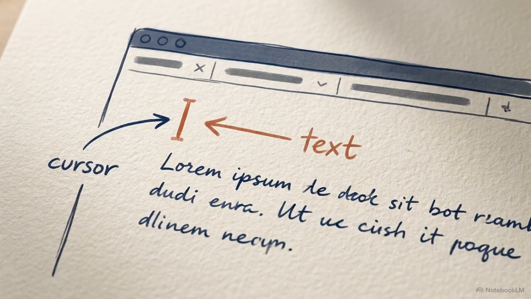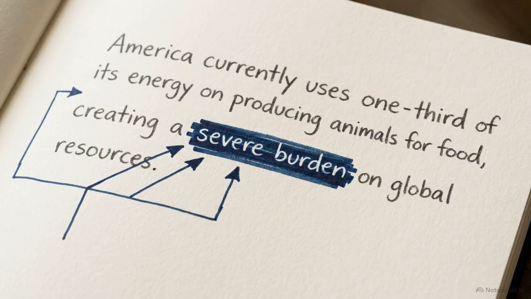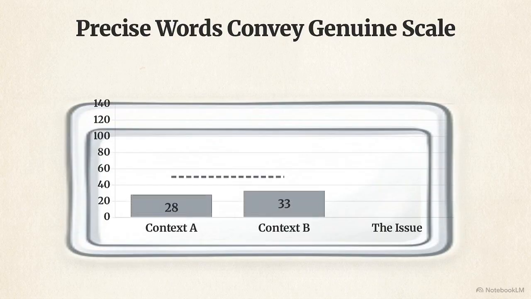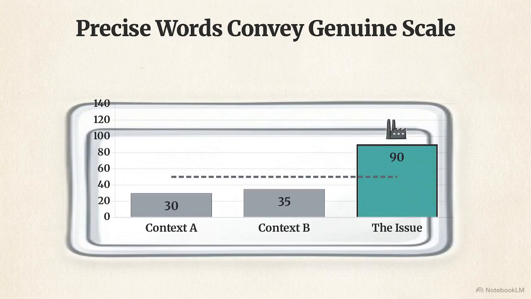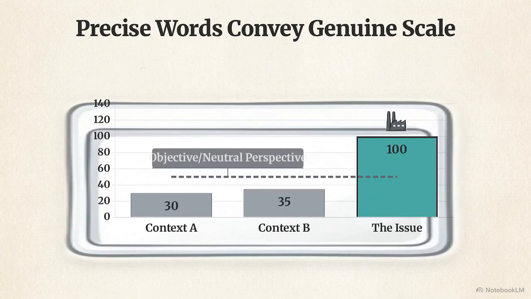Let's apply this to an example. We'll draft our opening sentence. America currently uses 1/3 of its energy on producing animals for food, creating a severe burden on global resources. Using precise collocations like severe burden establishes the genuine scale of the issue while maintaining a neutral academic perspective.